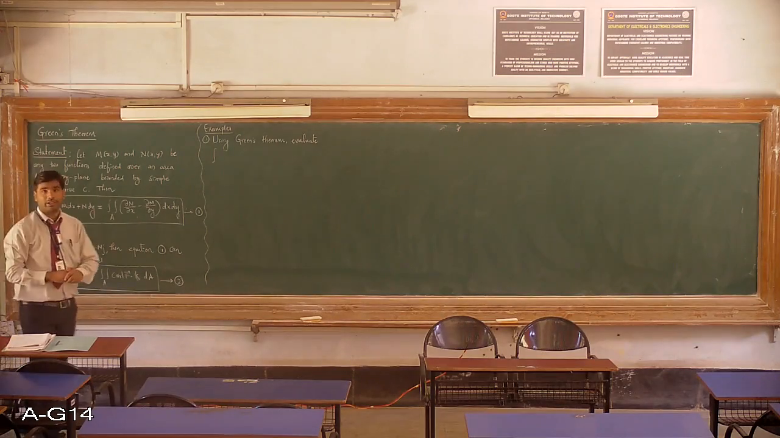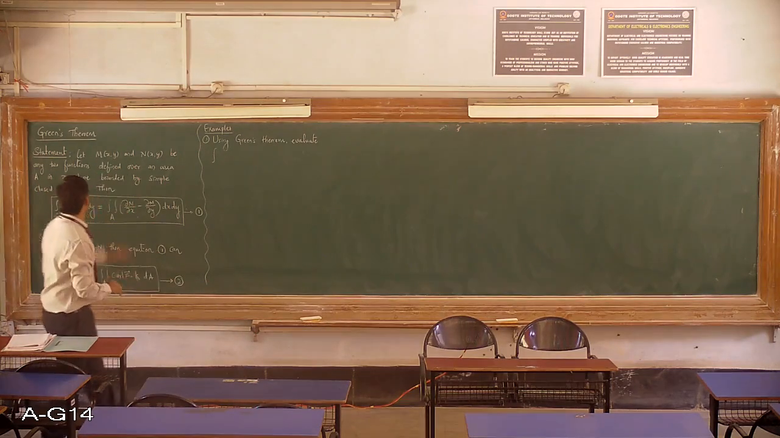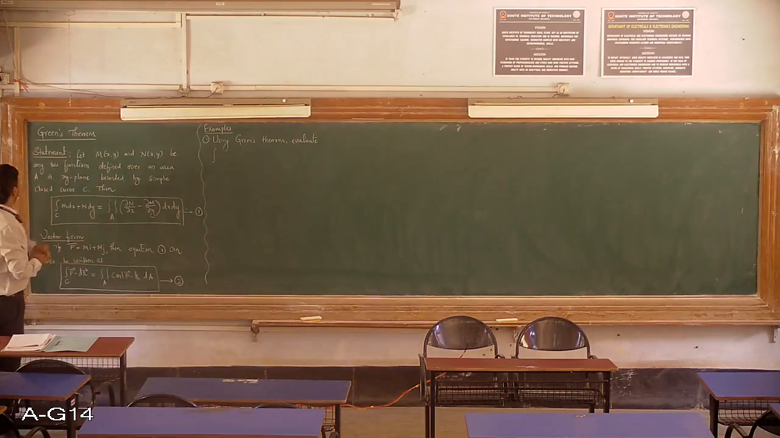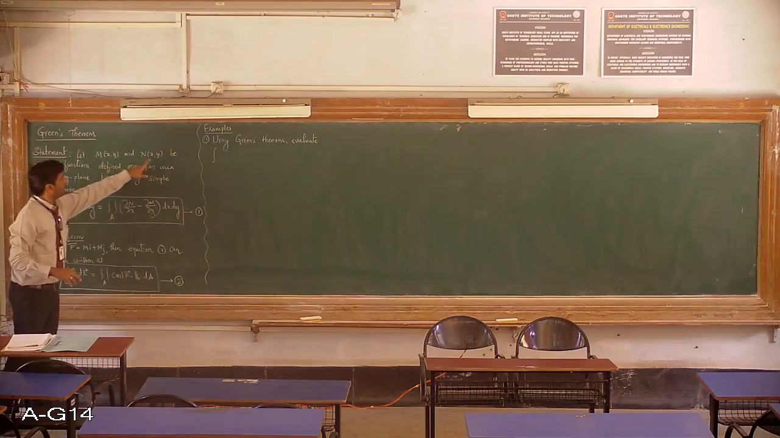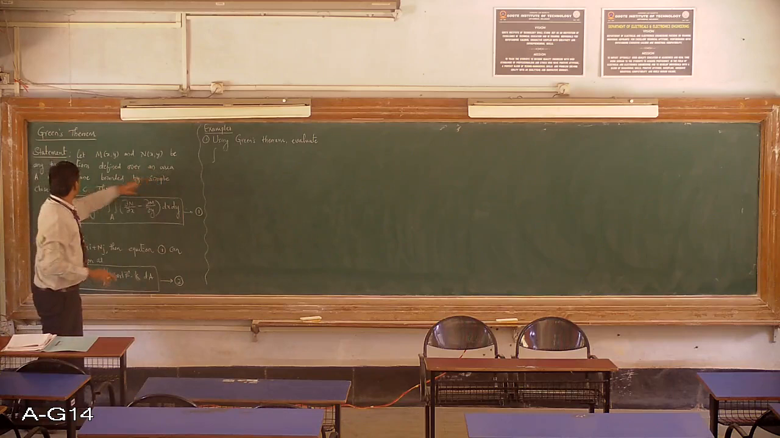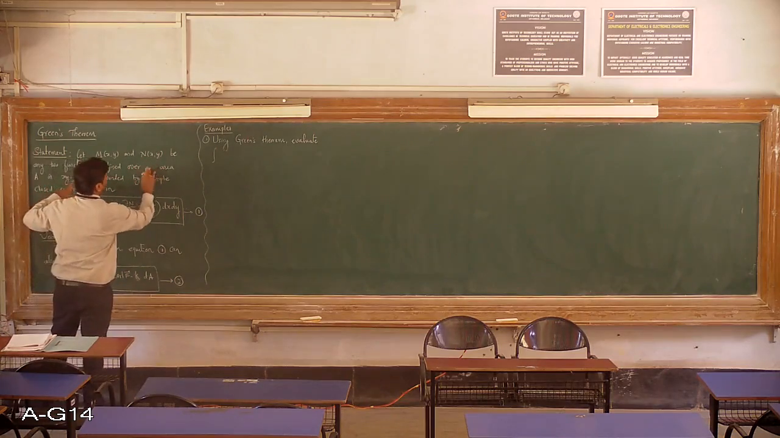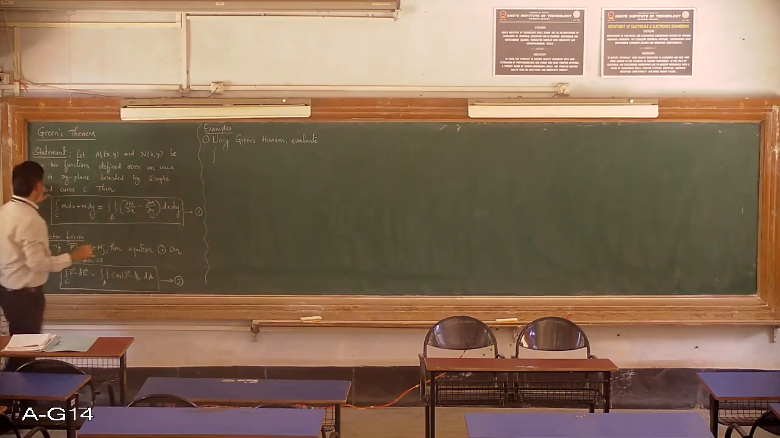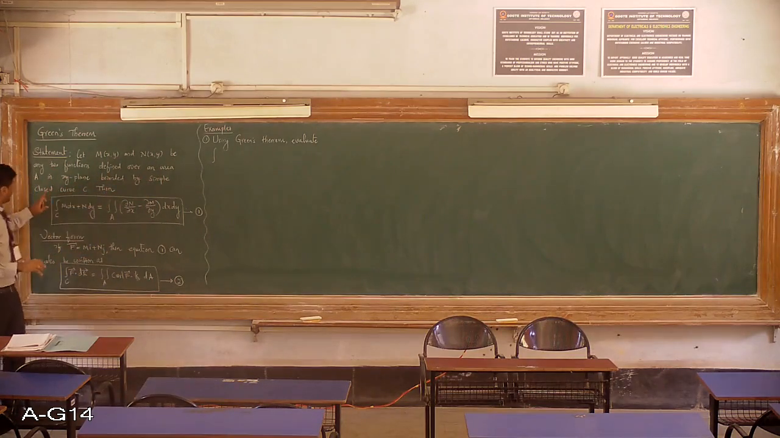Okay, so I'll explain again. What do you mean by Green's theorem? Green's theorem, here I have written. The statement is: let M and N be any two functions defined over a region, defined over an area A in the xy plane bounded by a simple curve C.